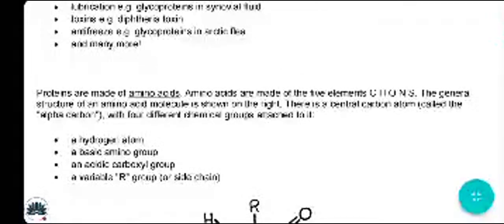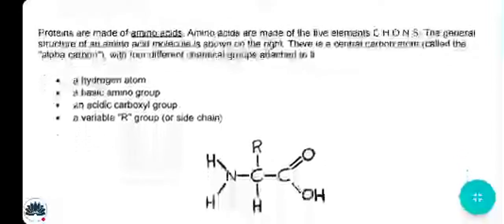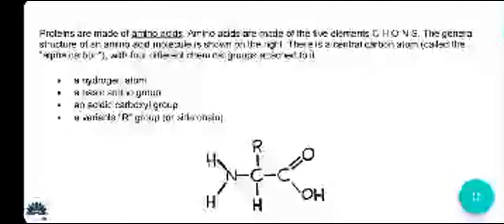Okay. Proteins are made of amino acids. Amino acids are made up of 5 elements. And the 5 elements you can see are carbon, hydrogen, oxygen, nitrogen, and sulfur. The general structure of an amino acid molecule is shown below. There is a central carbon atom called the alpha carbon with 4 different chemical groups. This is the determination for the protein, which I love the most for you guys to just remember.